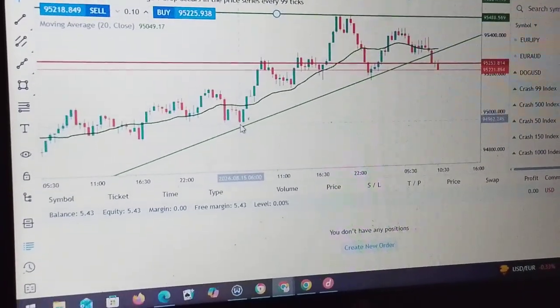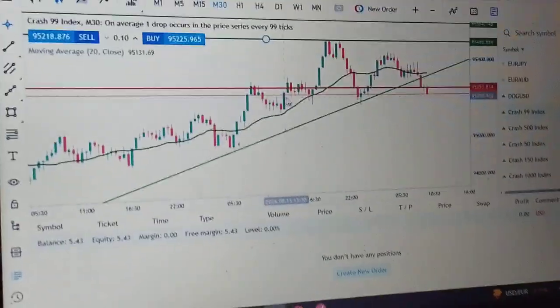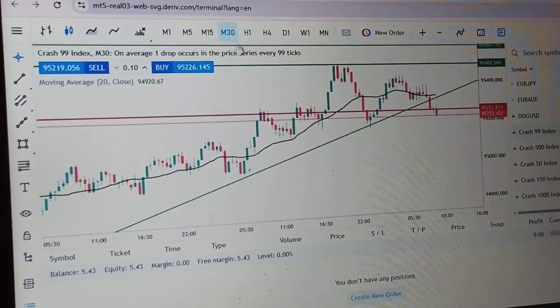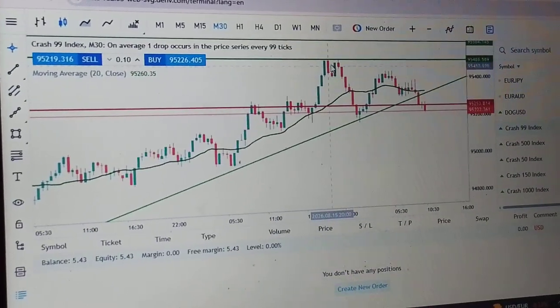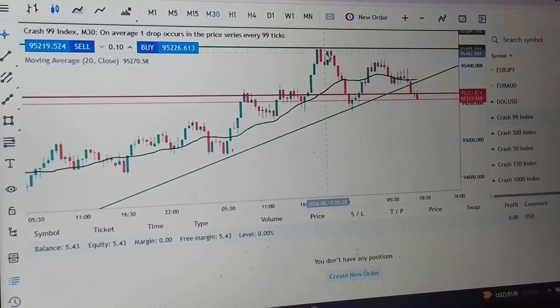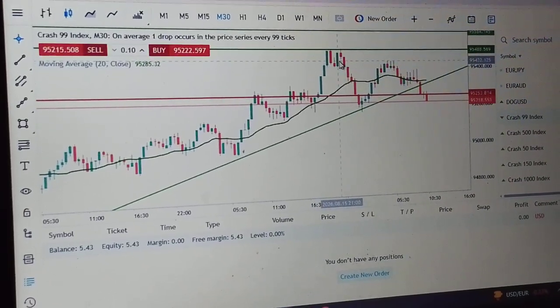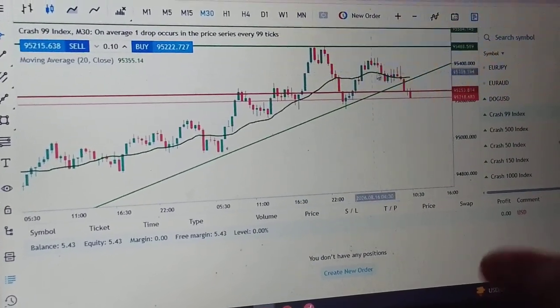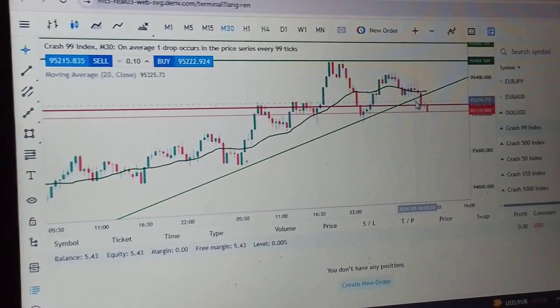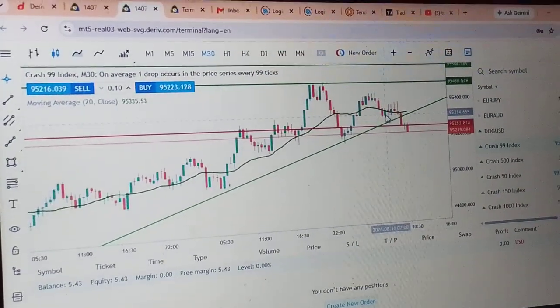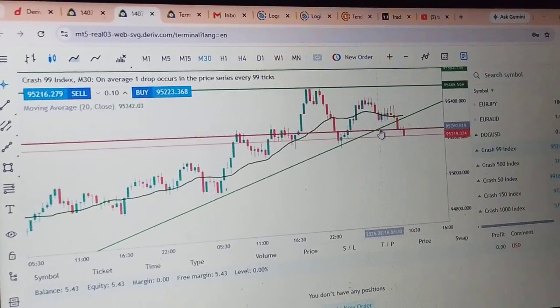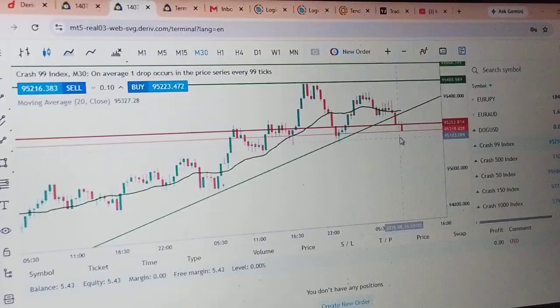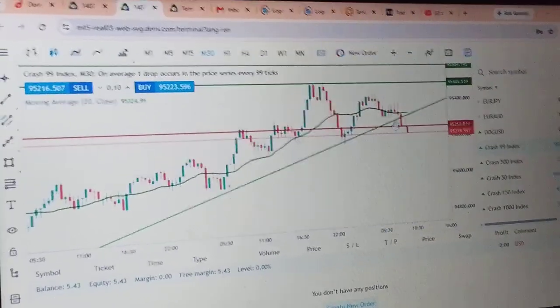Like here, you see what happened. You see this moving average, the market was above the 20 moving average on the 30-minute time frame. Once it reached here, it made a double bottom. After the double bottom, the market came back to below the 20 moving average. After the 20 moving average, it broke the trend line. As you can see here, our trend line is just here.